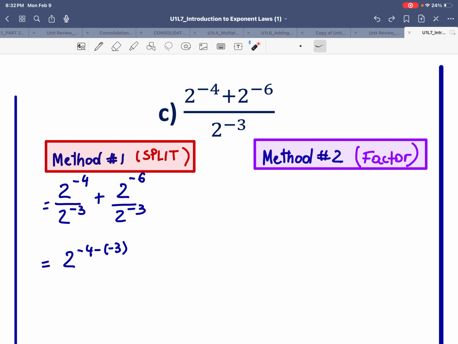And then 2 to negative 6 will be subtracted, so over 2 to negative 3 will be 2 to negative 6 minus negative 3. Now let's simplify each term. So negative 4 minus negative 3 is negative 4 plus 3, so that's power negative 1. Now negative 6 minus negative 3, so these two minuses will make a plus, and that will make 2 to the power of negative 3.